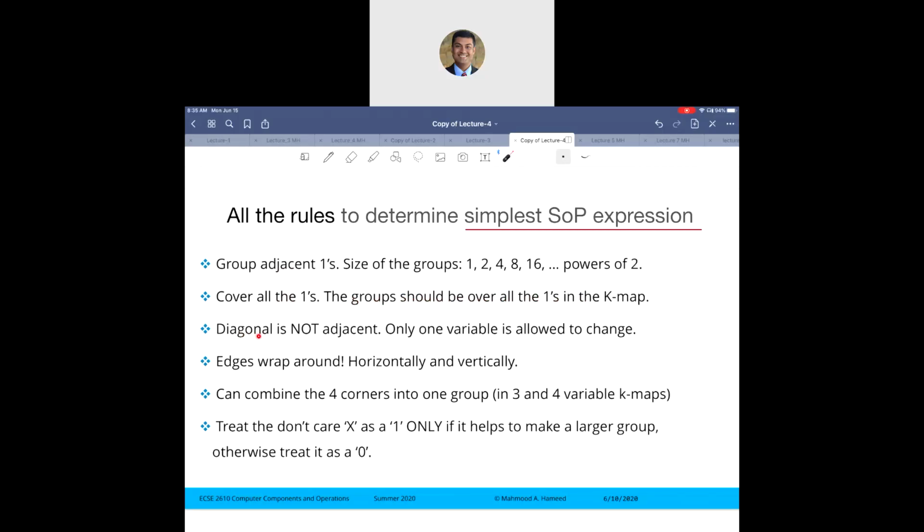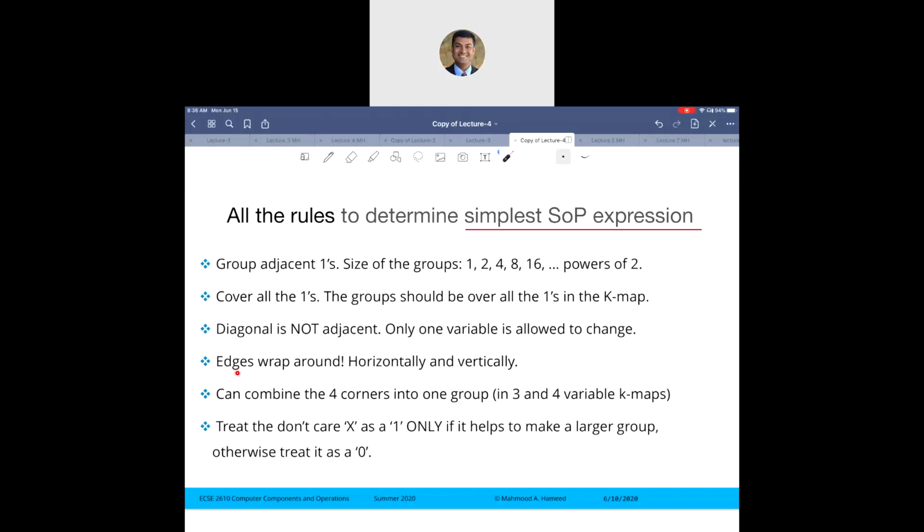A diagonal is not adjacent. So you need to group adjacent ones. Diagonal is not adjacent. Because in a diagonal, two variables change at the same time, which is not allowed. We only need one variable to change.